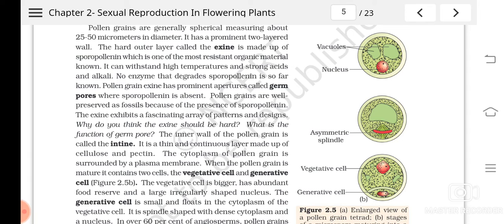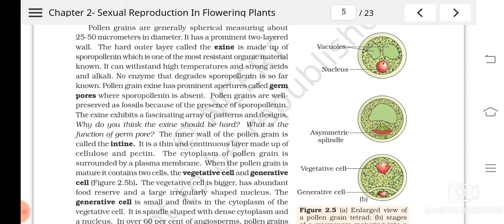Now, the inner layer is known as intine, and the substances that make up the intine are cellulose and pectin. Then the cytoplasm will be there, surrounded by a plasma membrane. If you see the pollen grain, it will have two cells, the vegetative cell and the generative cell. The vegetative cell will be larger in size, and it will have abundant reserve food materials and an irregularly shaped nucleus.